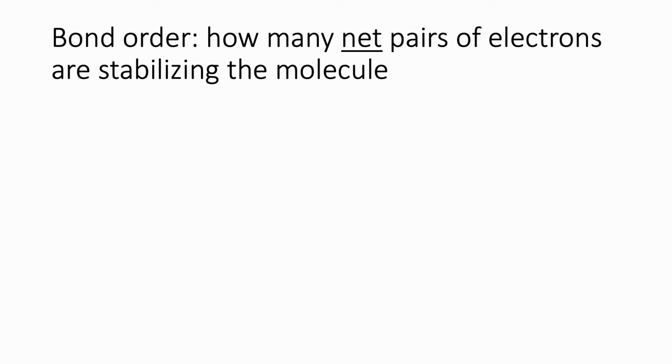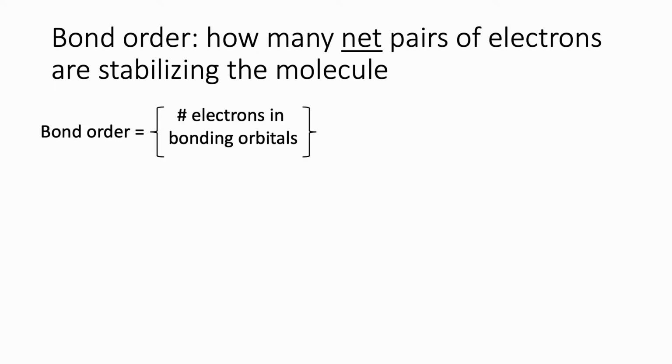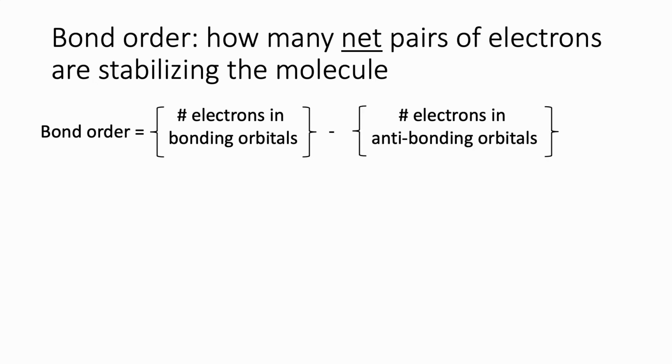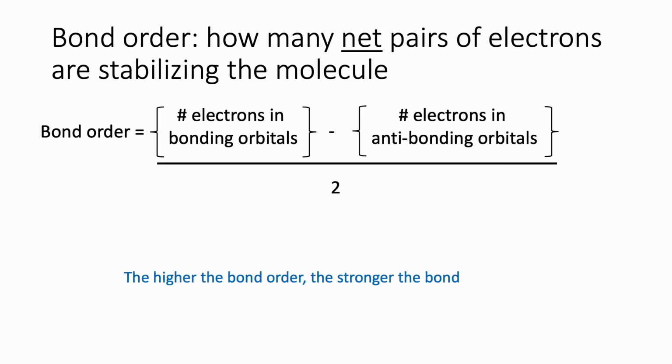Basically, it's how many net pairs of electrons are stabilizing the molecule. Remember that electrons in bonding orbitals stabilize the molecule, and electrons in anti-bonding orbitals destabilize the molecule. So what we're going to do to calculate bond order is take the number of electrons in bonding orbitals, and subtract the number of electrons in anti-bonding orbitals. And we're trying to figure out how many net pairs, because remember, we can fit 2 electrons in every orbital, so let's divide the whole thing by 2. And the higher the bond order you have, the more strongly your molecule is held together. So the stronger the bond will be.